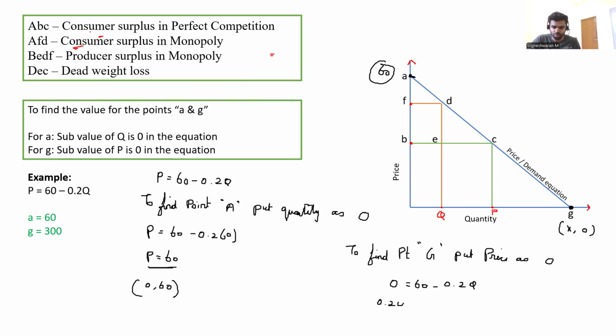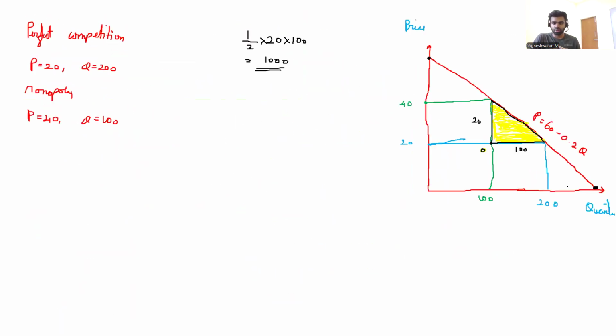So 0.2Q is equal to 60. So 2Q is equal to 600. Q is equal to 300. That means the value of G is 300. Okay, I hope you are clear. Now the value of this point is 60. The value of this point is 300.